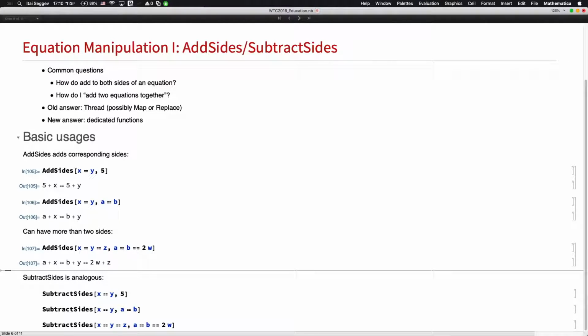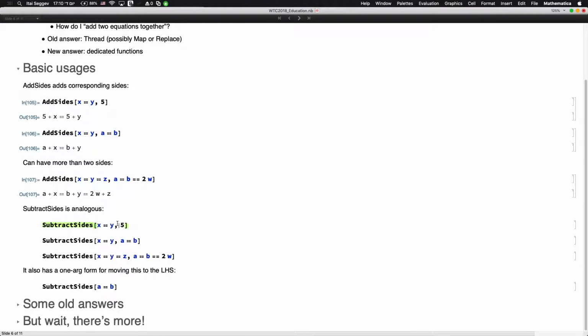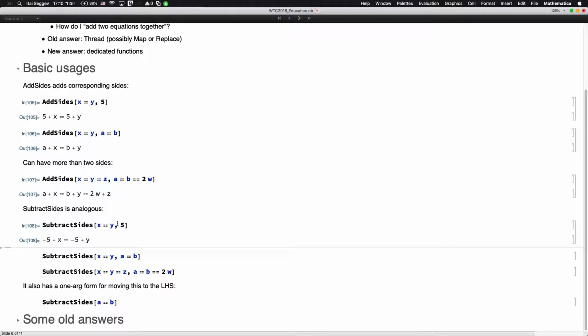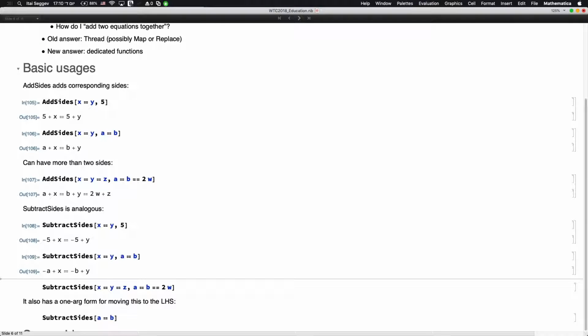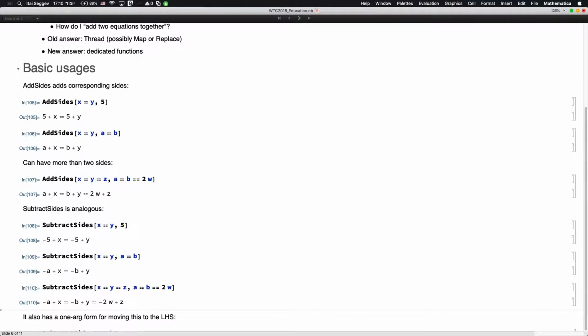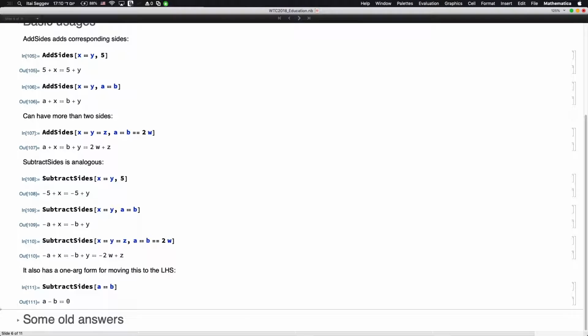And you're not limited to 2 sides. You can have 3 sides as long as you have the same number of sides. Then SubtractSides is analogous. Okay, I'm still okay on time. Only it also has a 1 argument form, which is move everything to the left, well, to the leftmost side.